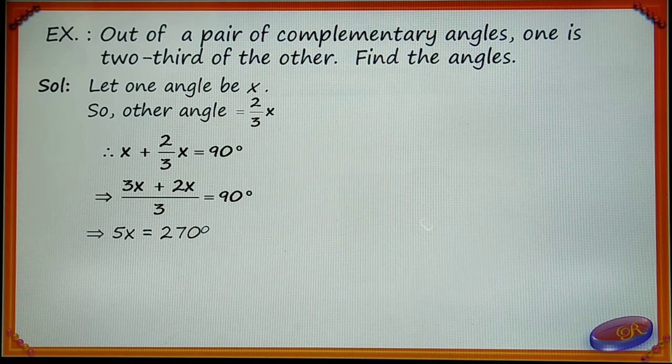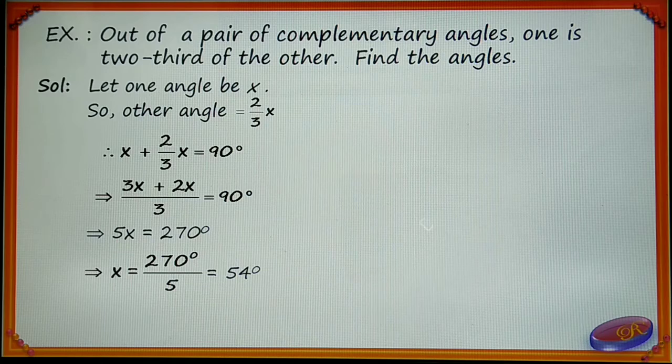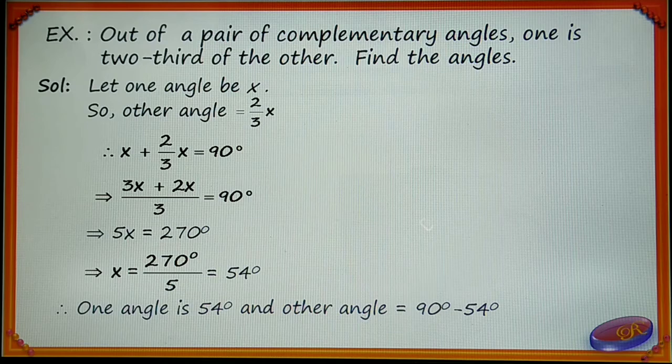This implies x is equal to 270 degrees divided by 5, implies x is equal to 54 degrees. Therefore, one angle is 54 degrees and the other angle is 90 degrees minus 54 degrees is equal to 36 degrees.